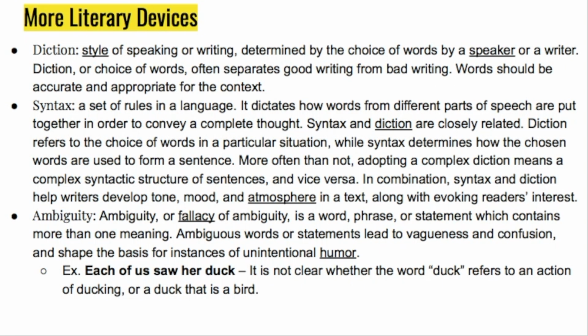So we have ambiguity, which basically means that there's some confusion, and it can be purposeful or it can be unintentional humor. So, each of us saw her duck. Are we talking about a rubber ducky or a bird, or that she actually bent down and moved her head lower or something like that? There are two different ways to interpret that, and you just have to know which is which, which is kind of interesting.